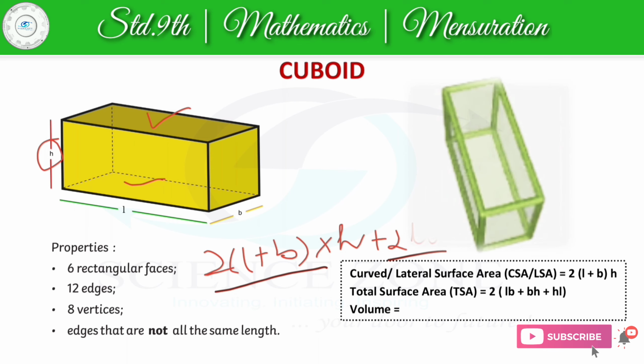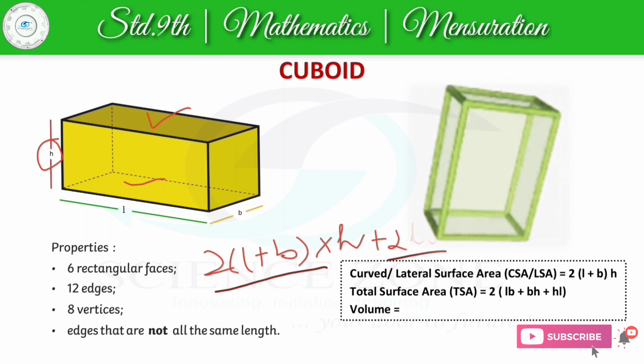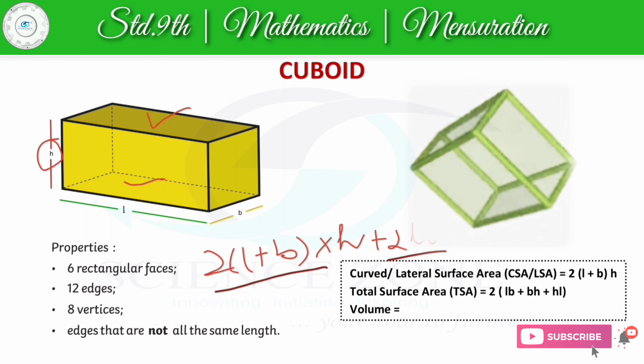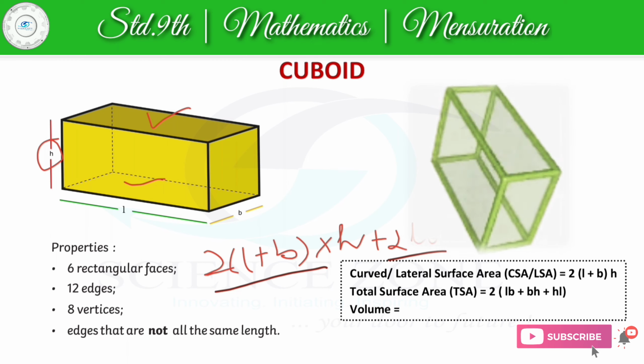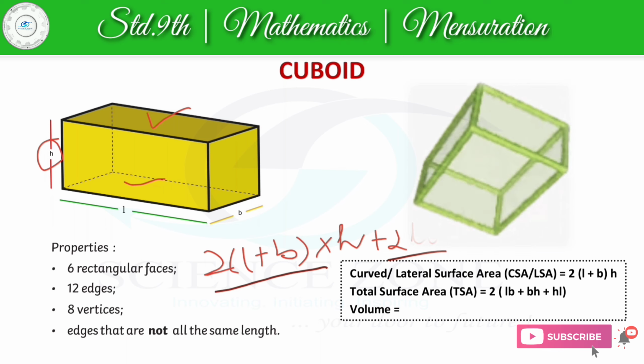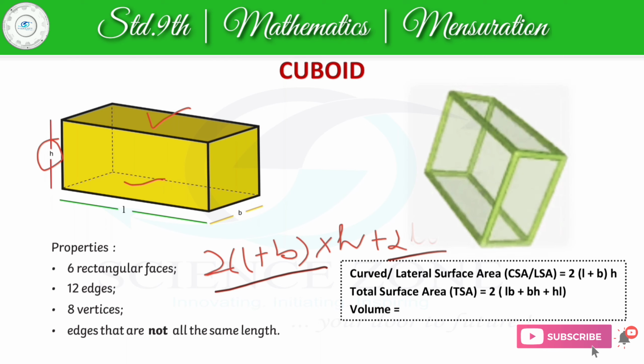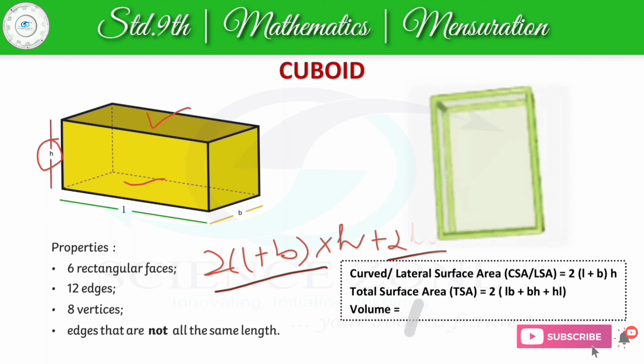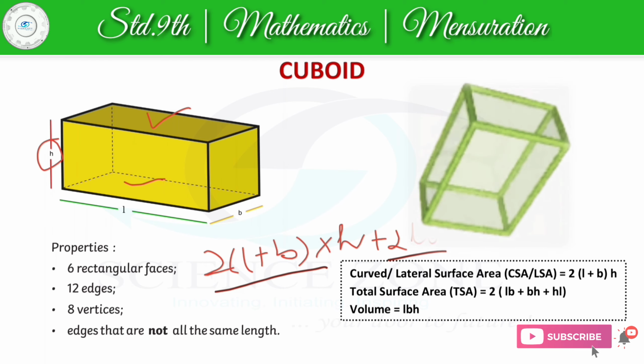The formula for volume is area of base multiplied with height. Here area of base is length into breadth, L into B, multiplied with its height H. So the formula for volume of cuboid is LBH.